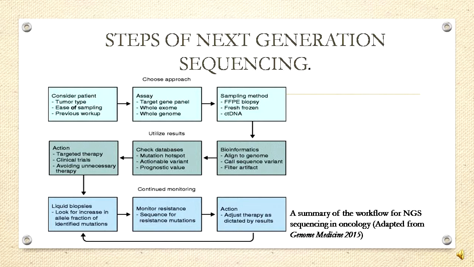After sampling, the sample will be sent to bioinformatics to get the aligned genome, core sequence variant, and future artifact. So after that, the scientists will check the database for mutation hotspot, actionable variant, and prognostic value. After checking the database, only then can they decide which therapy is most suitable for the patient. So here you can see targeted therapy or clinical trials to avoid unnecessary therapy. After having therapy for some time, the patient will undergo liquid biopsies to look for an increase in allele fraction of identified mutations and to monitor resistance, and then they can adjust the therapy as dictated by results.